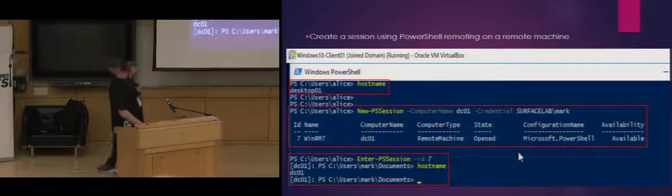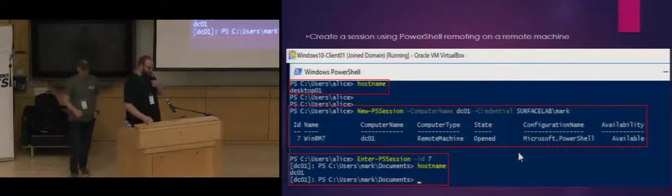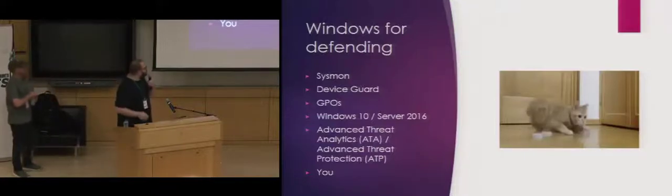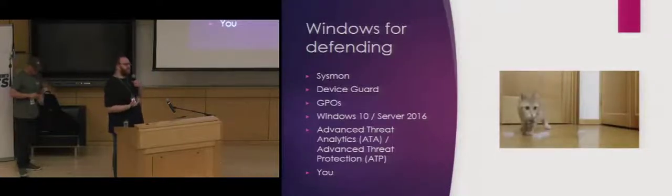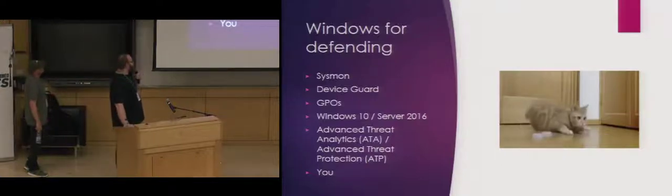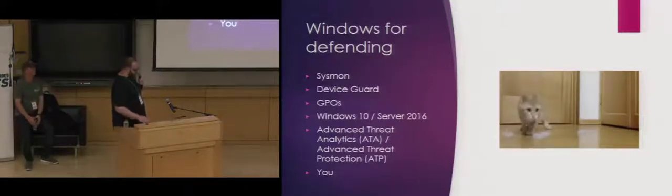Thank you. Right. So just like Windows provides a lot of things for attacking, it also provides a lot of things for defending as well. The cat's not included with Windows, but it's there. So some of the things that Windows provides: Sysmon, Device Guard, various GPOs, newer operating systems themselves are inherently more secure. ATA and ATP are also big ones, and you as well, because you know your network hopefully better than the attacker, and you know where your weak spots are. So let's just walk through some of these in action.